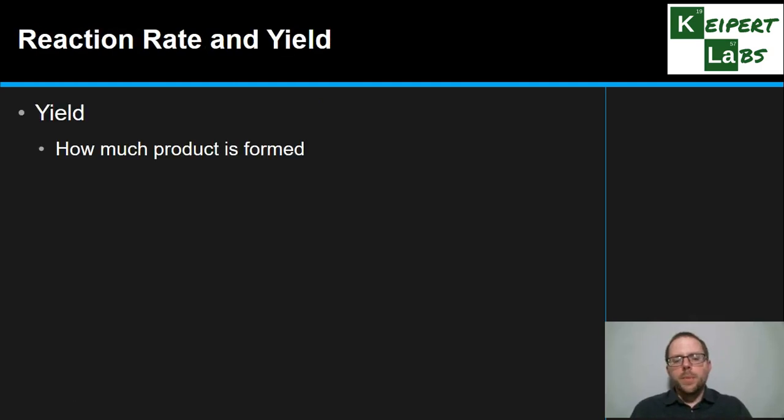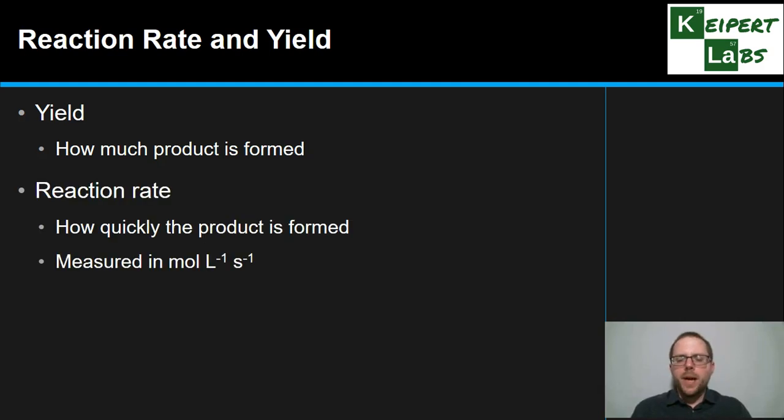So what do we mean when we're talking about yield? We think about how much product is formed. How many moles of product would we actually obtain? How many litres of liquid, or cubic metres of gas, or whatever that might be. And then when we think about reaction rate, we're now thinking, as it hopefully would be obvious to you, how quickly that product is formed. So not how much you get, but how quickly you get it.